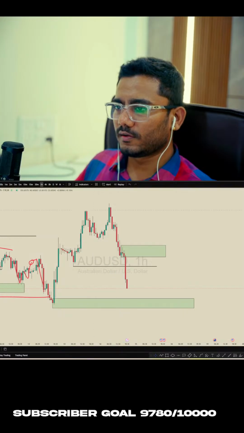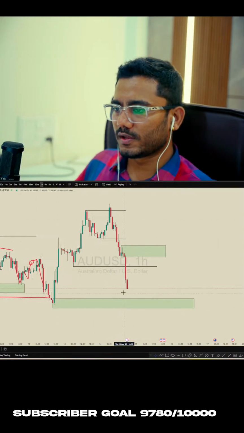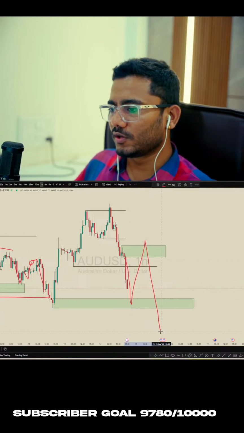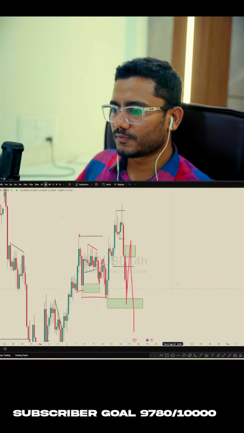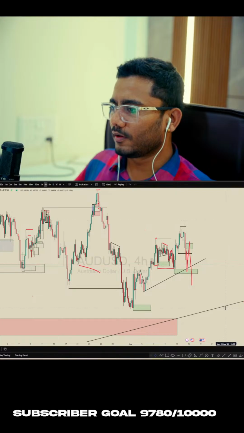This is the change of character. This is the change of character. So price started to break. So we can look for a reaction. Price can react. Again, if price wants to continue, it can still continue from here. So it will create a trend line liquidity by tapping at this order block.